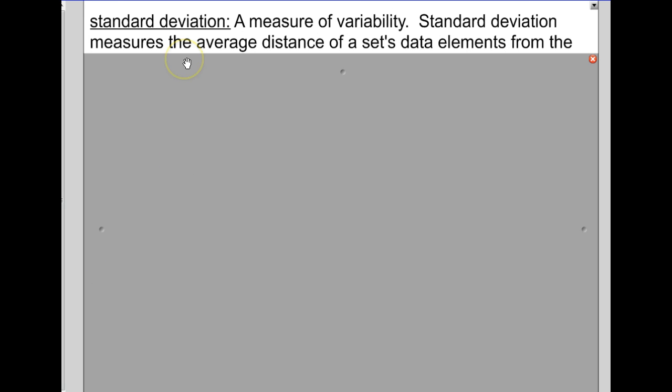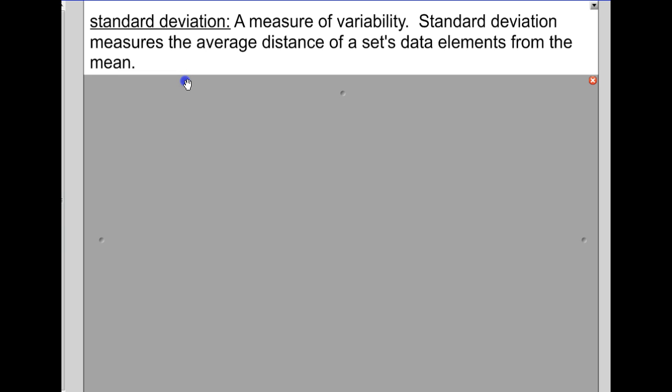First tool we're going to look at is called standard deviation. Now, there are a few definitions I need you to write down in your notes, so bear with me here. Standard deviation is a measure of variability, and it measures the average distance of a set's data elements from the mean. There are ways to calculate this, but we're just going to use the calculator to compute the standard deviation.